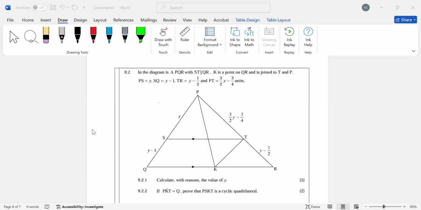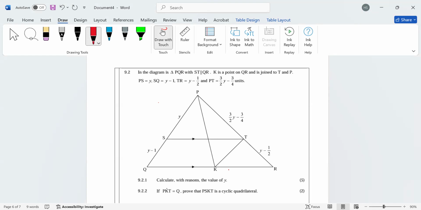In the diagram PQR, with ST parallel to QR, K is a point on QR and is joined to T and P. PS is Y. SQ is Y minus 1. TR is Y minus 1 over 2. And so on and so on. How should we proceed with this one?